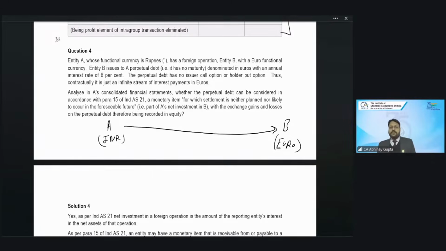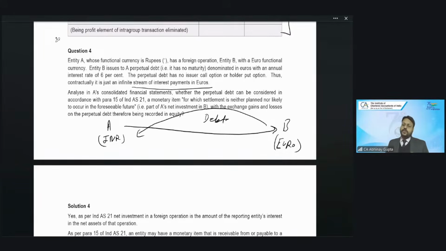Now entity B issues a perpetual debt, okay, to A Limited. The perpetual debt has no issuer call option or holder put option, right? So neither the issuer can call for the repayment nor can the holder put it for repayment. Thus, contractually, it is an infinite stream of interest payments in euros, right?